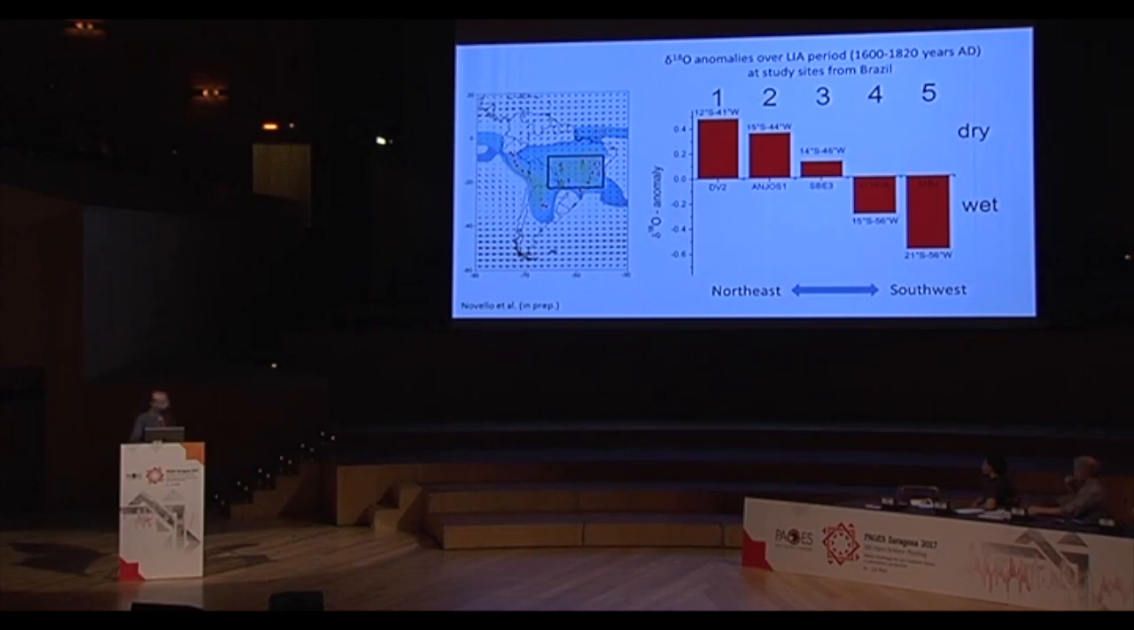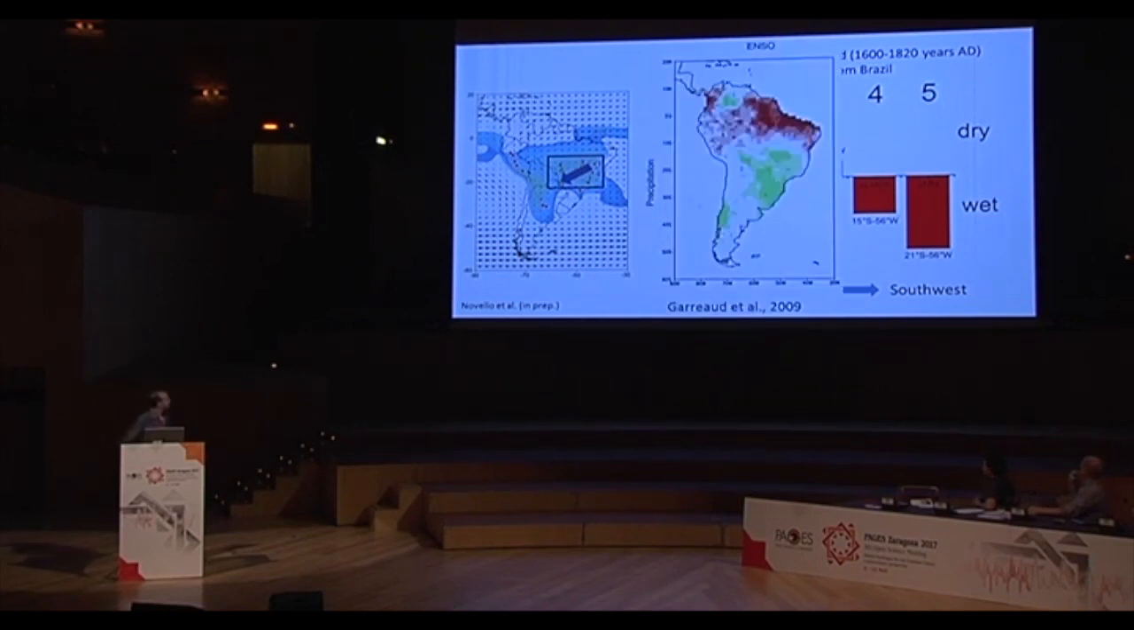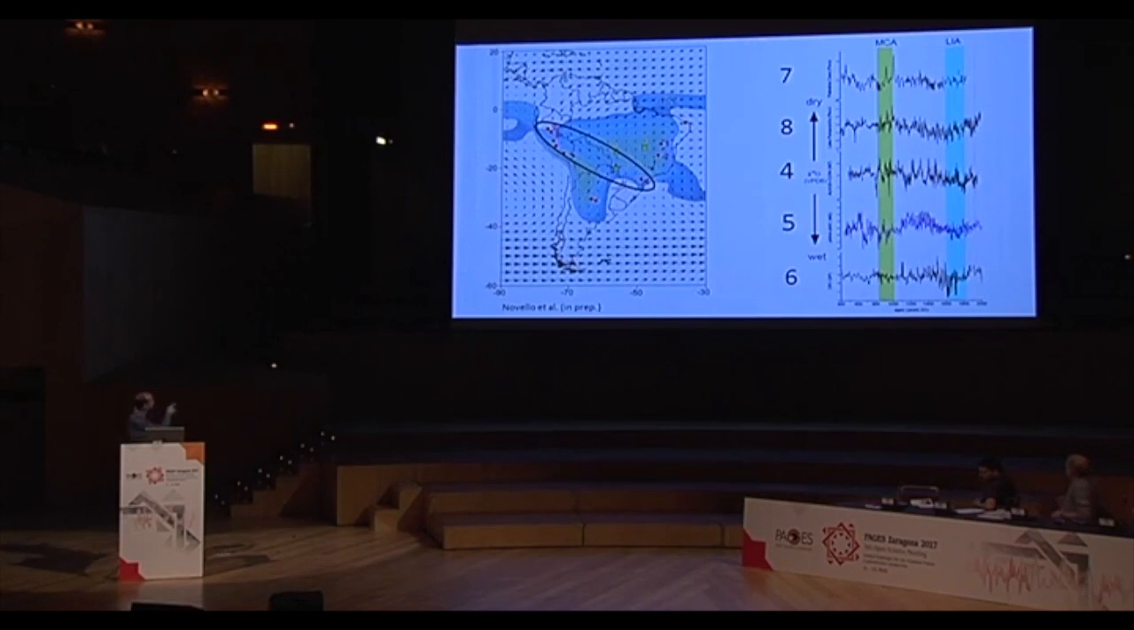One possible alternative could be ENSO. Today, when you have an El Niño event, we have dry conditions in northeast Brazil and wet conditions in southeast Brazil. This fits well with what we are seeing during the Little Ice Age period. But when we compare the records in this belt, points 7, 8, 6, and 5, they show basically similar conditions, which we saw in the previous review, with exceptions in the Medieval Climate Anomaly at point 5.